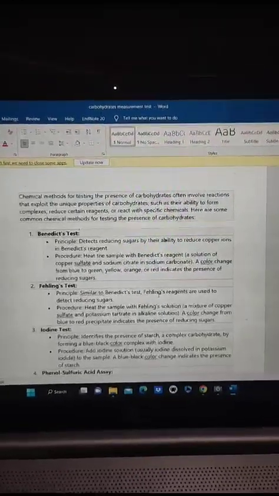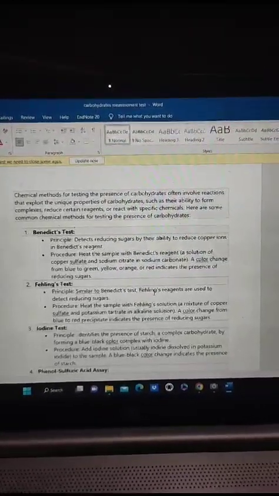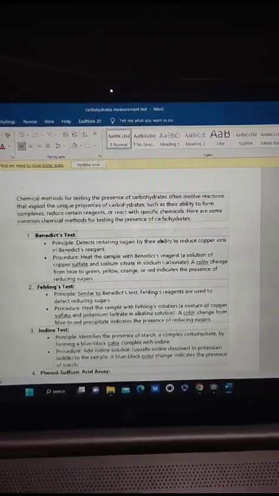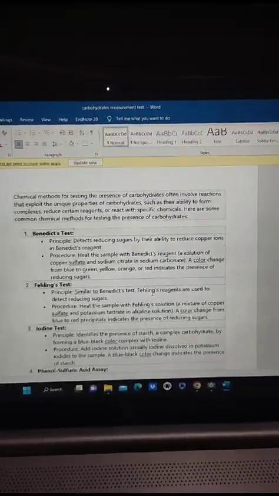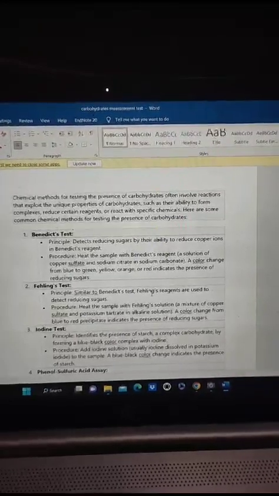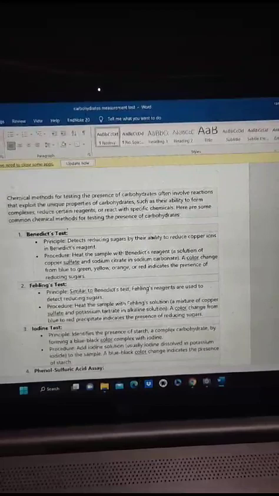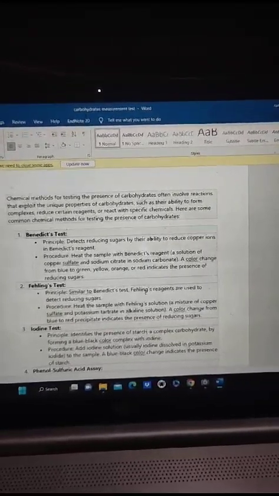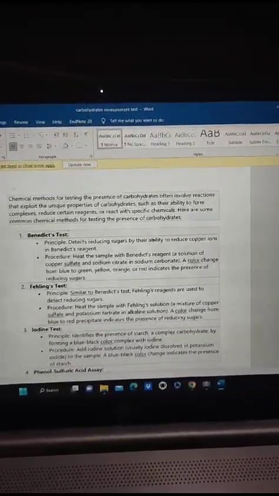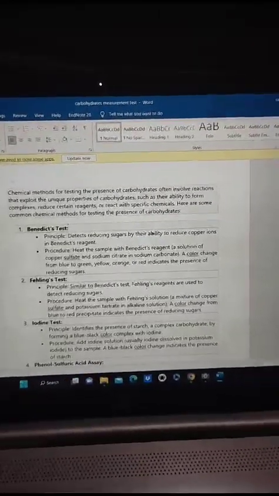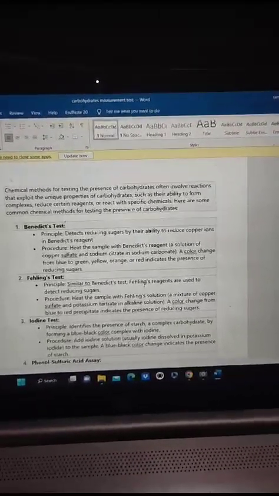Carbohydrates, with involving various reactions to identify the properties of carbohydrates, with their ability to form a complex with various chemicals, using some reagents or specific chemicals. So here are some of the common methods which are used to estimate the presence of carbohydrate.